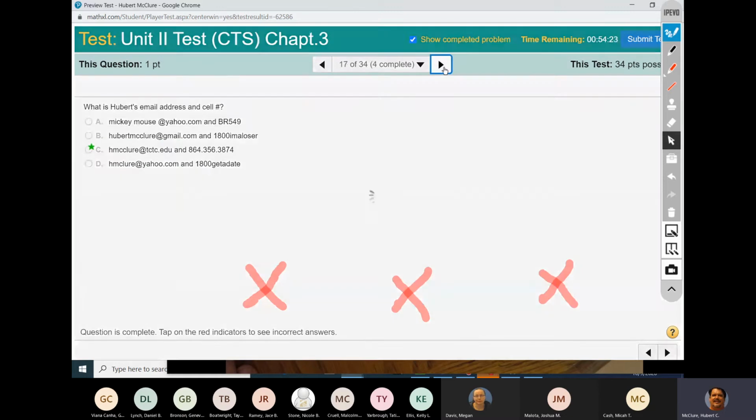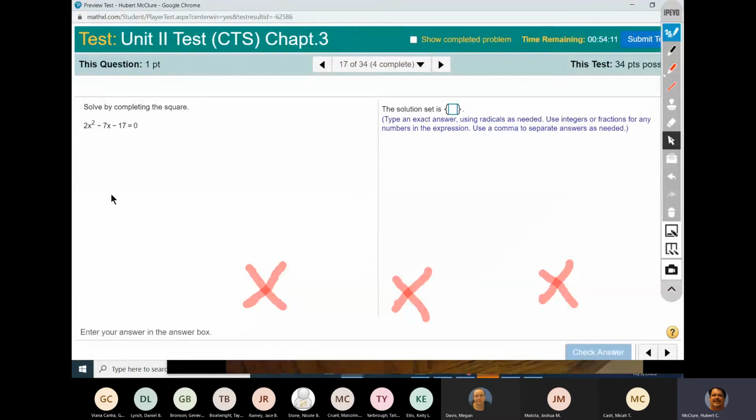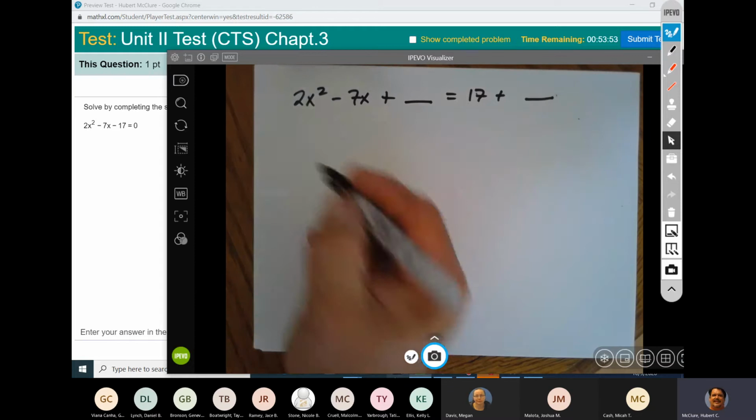Bonus, solve by completing the square. We've already done that one. Oh, no, we hadn't. It says it shows the answer. I want to do that. There we go. 2x squared minus 7x plus blank is equal to 17 plus blank. Factor out a 2.